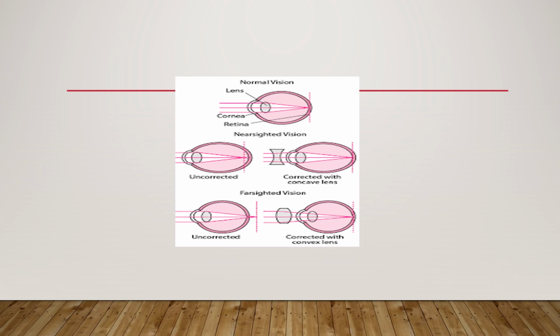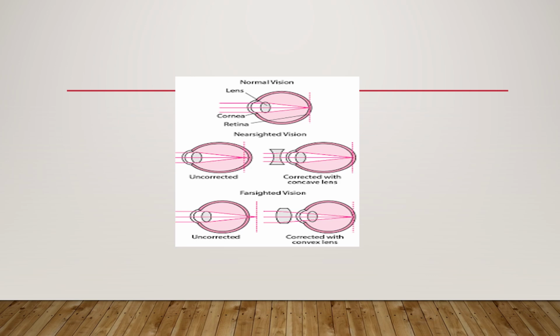Here is how normal vision works: you can see the pink colored rays, the lens, cornea, and retina. The light rays touch the retina. In myopia, you can see the light rays focusing behind the retina when uncorrected. That is myopia, nearsightedness.